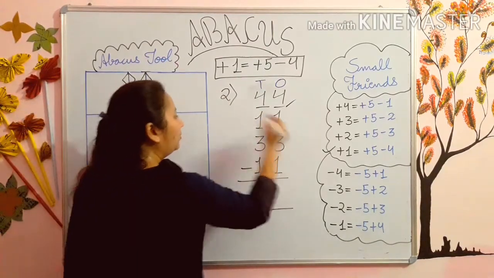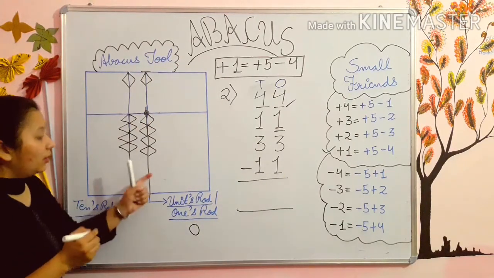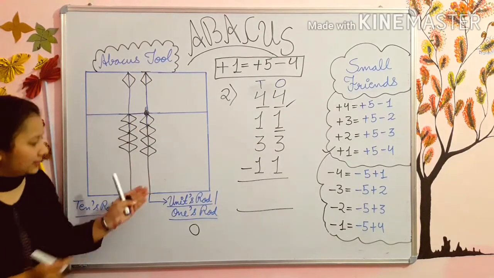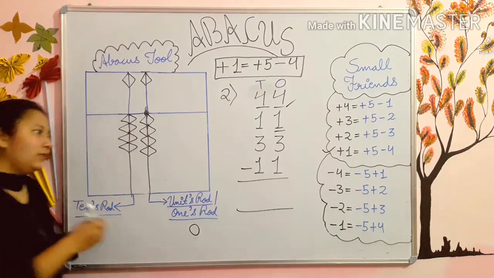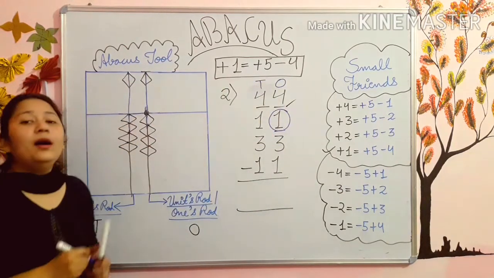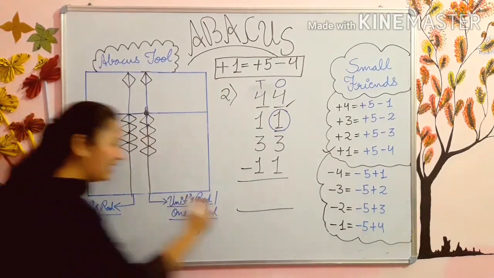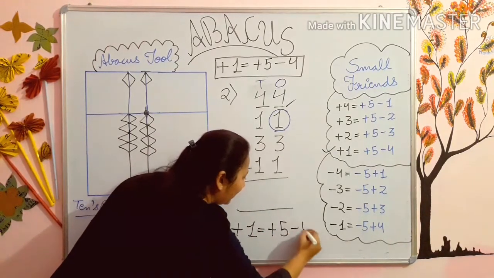Now 1 you have to add in the units order. Now how will you add 1? You can see here clearly no bead is there. So here for adding 1 you have to use the formula. Plus 1 is equal to plus 5 minus 4.